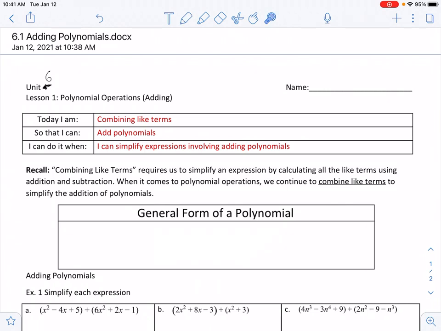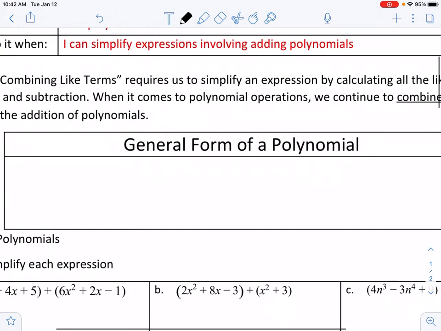So today we are going to practice combining like terms so that we can add polynomials, and you'll be able to do it when you can simplify an expression that involves adding polynomials. Remember that combining like terms requires us to simplify an expression by calculating all of the like terms using addition and subtraction. When we're working with polynomial operations, we'll continue to combine like terms to simplify the addition of polynomials.